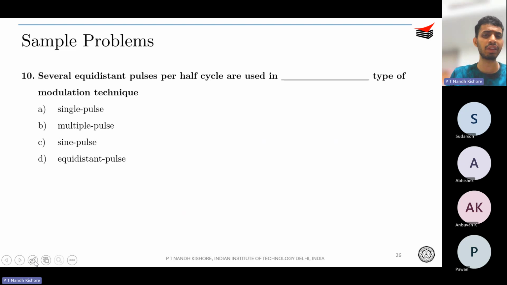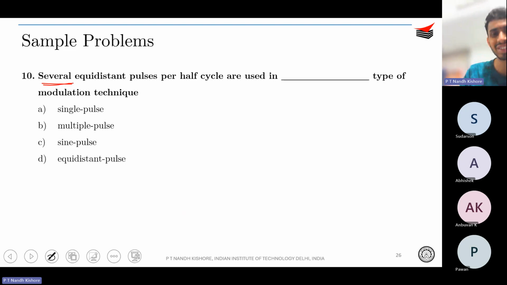Several equidistant pulses per half cycle are used in dash type of modulation technique. So from the question itself, it is evident. Several equidistant pulses, right? So it is used in multi-pulse modulation. Several equidistant pulses per half cycle are used in multi-pulse type of modulation technique. Okay.